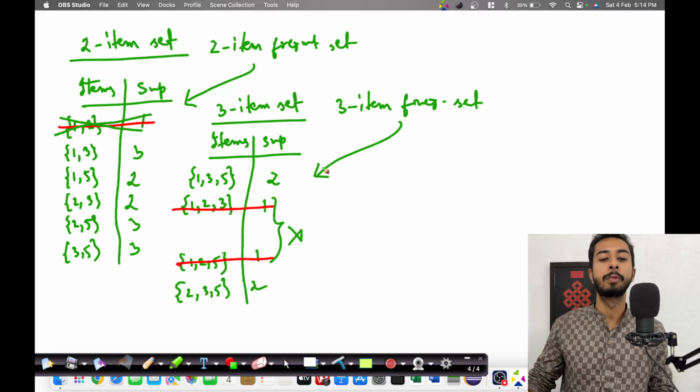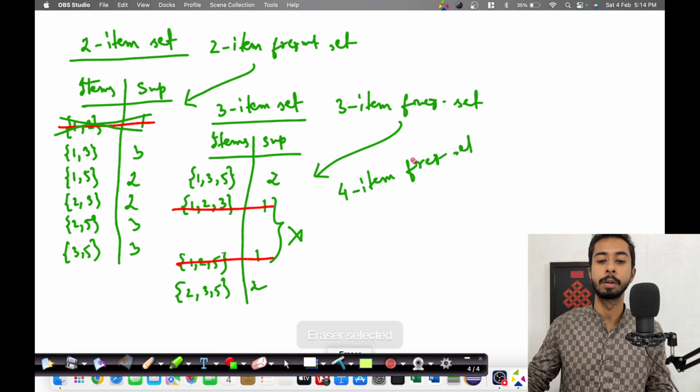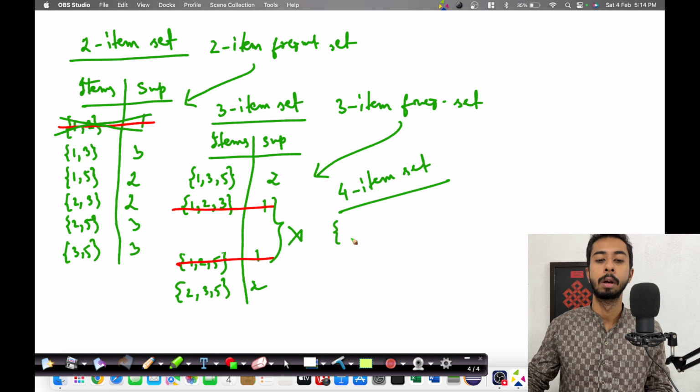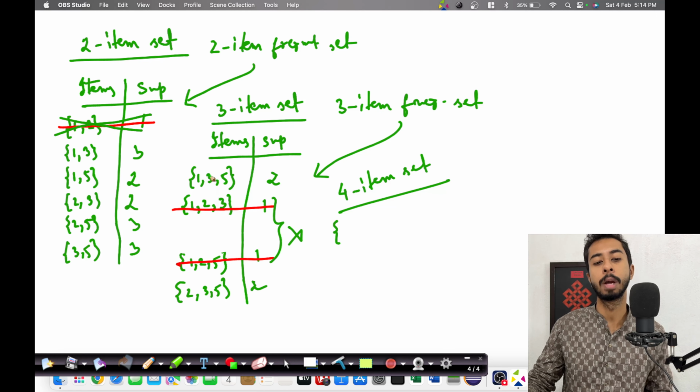Now can we find out the 4 item set? Is it possible? Let's see. 4 item set, right? Is it possible? Can we combine these two? 1 3 5 and 2 3 5. Yes, see, two items are common, right? 3 and 5, so we can combine it. So 1 2 3 5, I think.